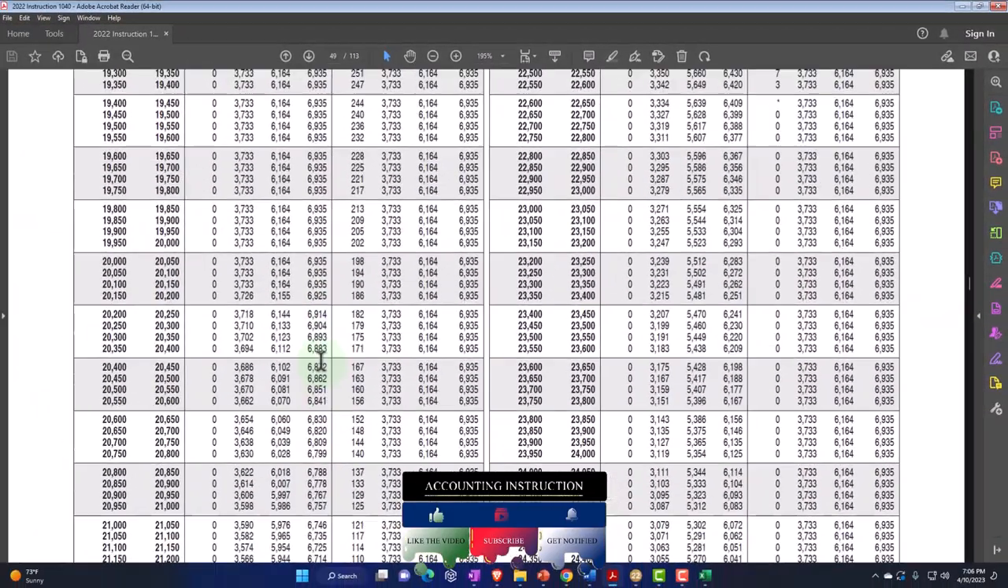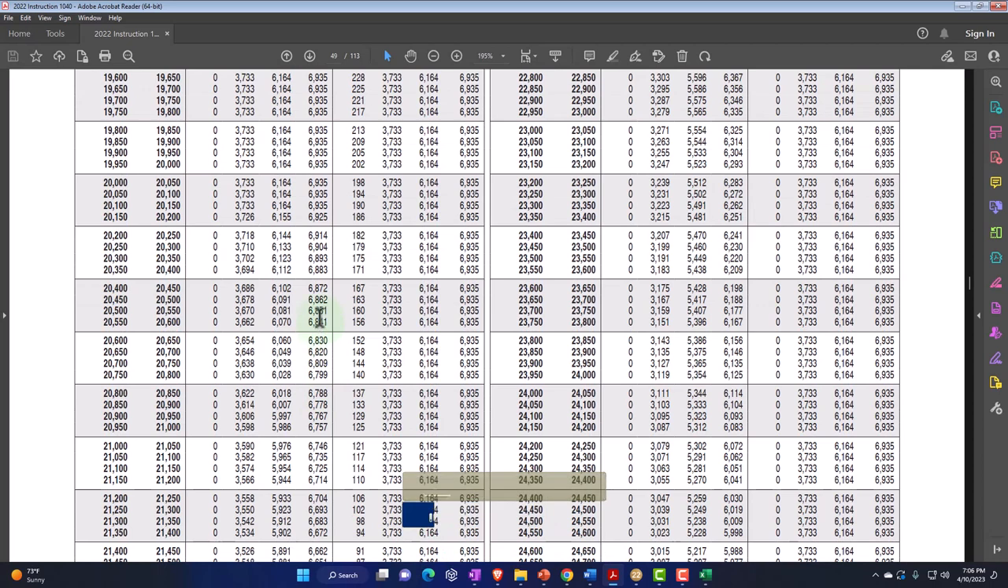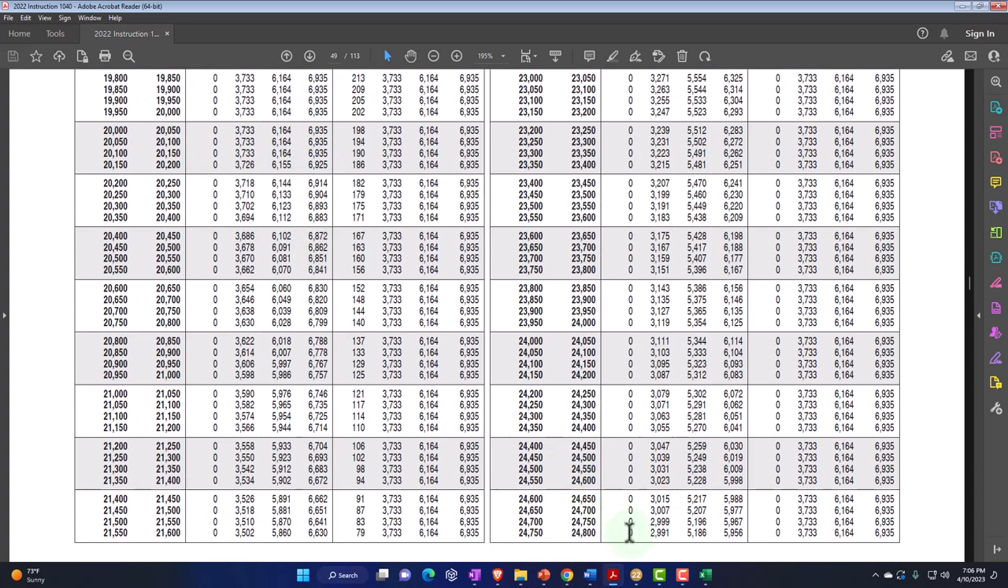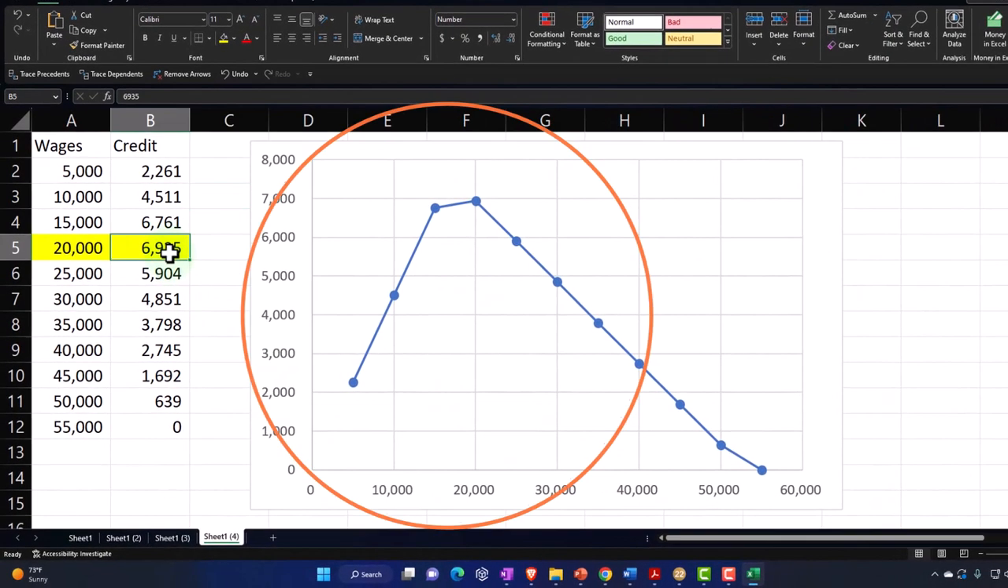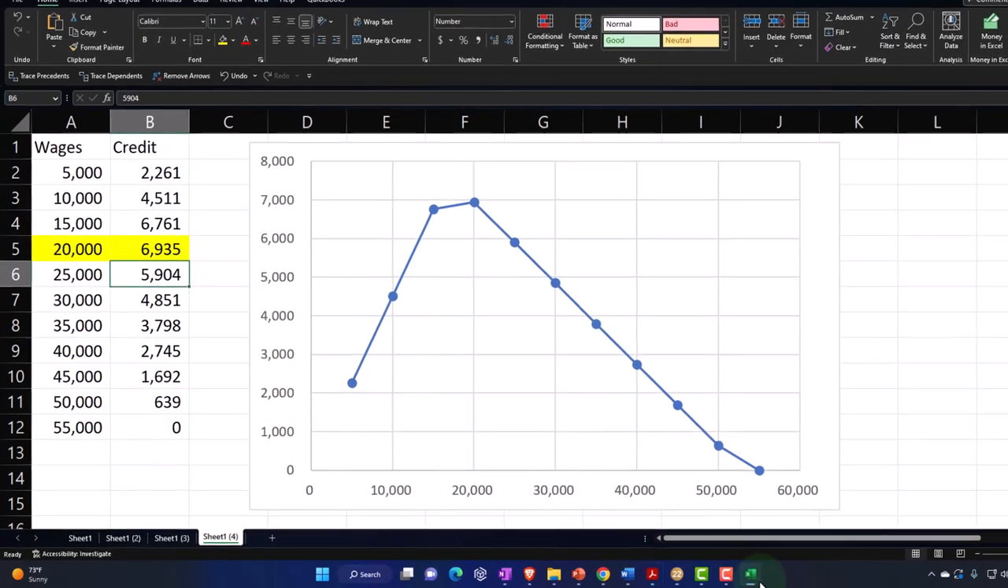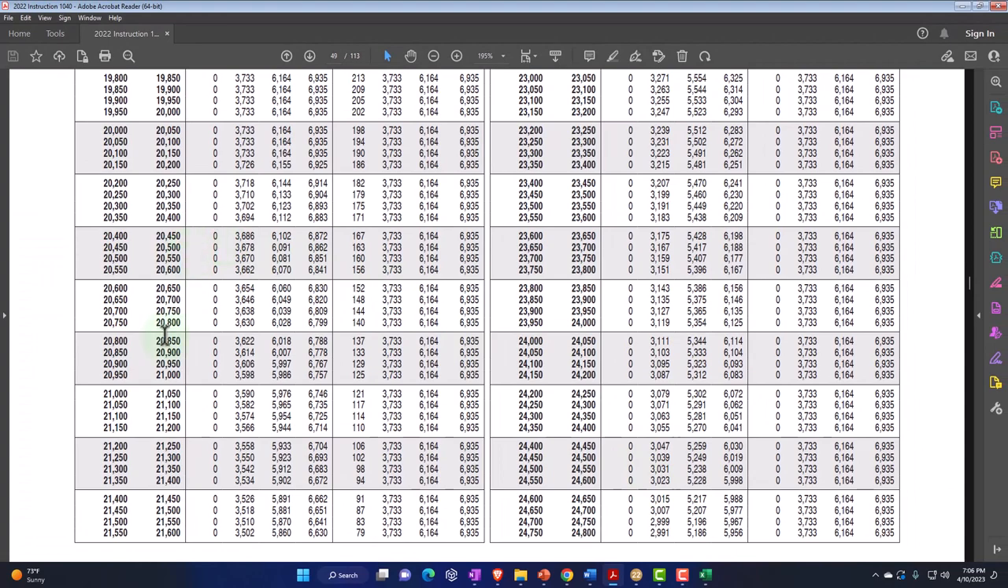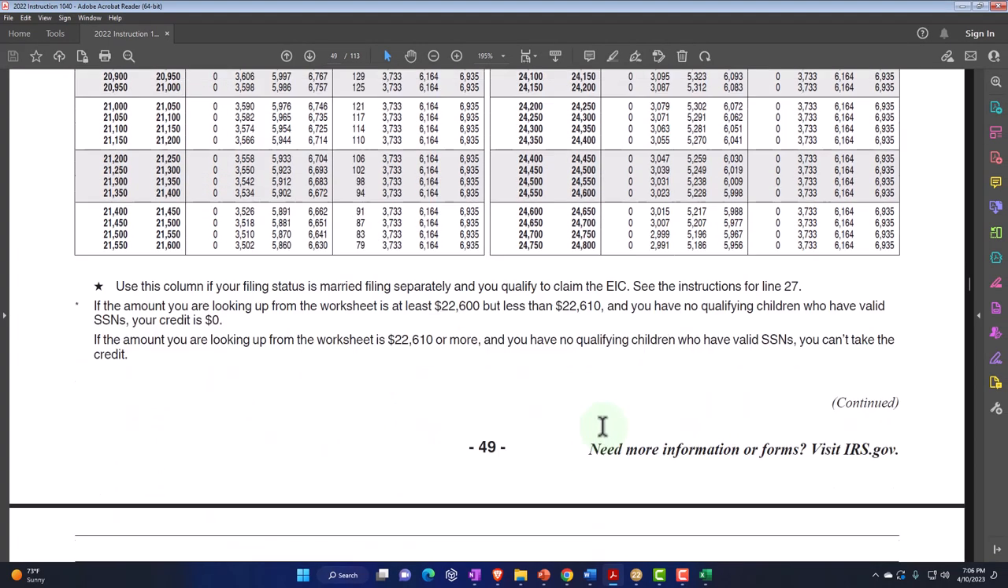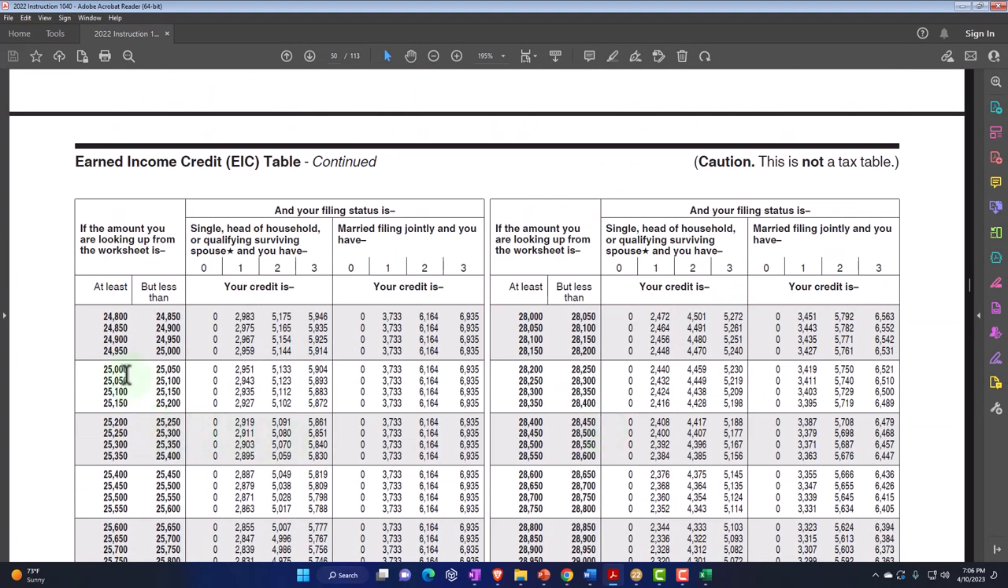6935 until you get to about $20,200, and then it starts going back down. So if I look at our graph here, there's the $20,000, it's maxed out. At $25,000, it should be at 5904.